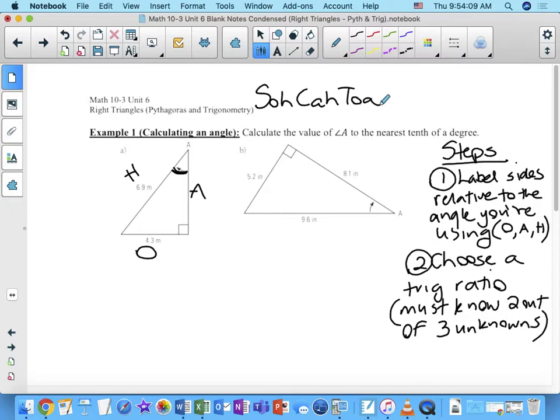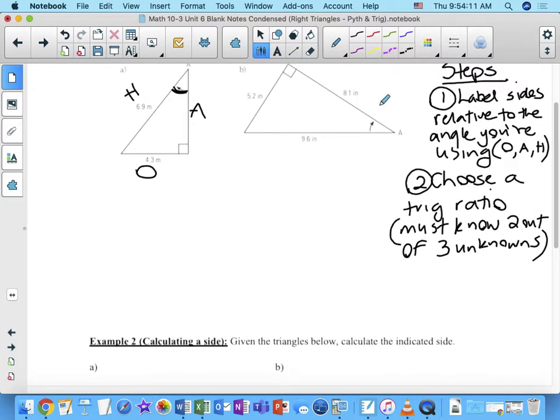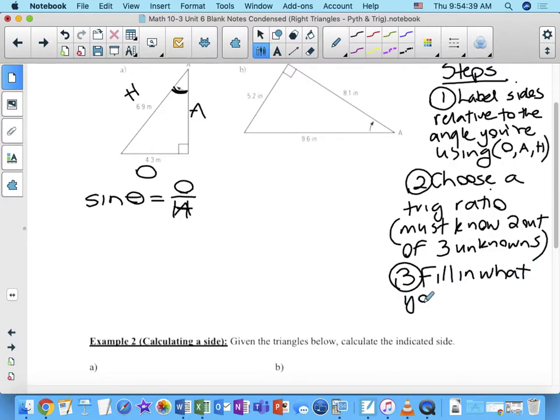Okay? So what we're going to do next is we're going to write the sine ratio out without filling in any information first. I'm going to write out sine theta equals opposite over hypotenuse. There we go. Okay? So I've chosen my trig ratio. The third thing I'm going to do is fill in what you know.